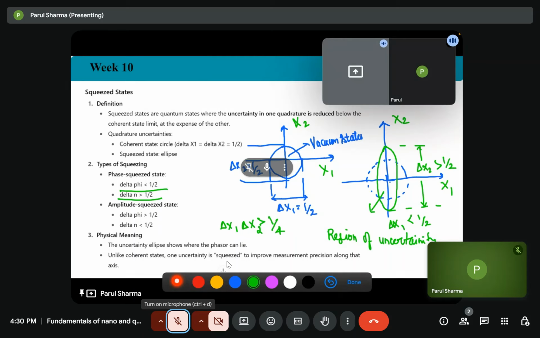That is, we are reducing the uncertainty in one of the axes. So the uncertainty ellipse shows where the phasor can lie. Unlike a coherent state, one uncertainty is squeezed to improve measurement precision along that axis.